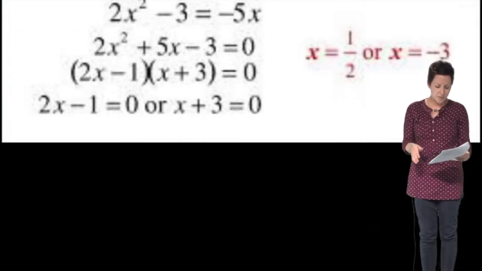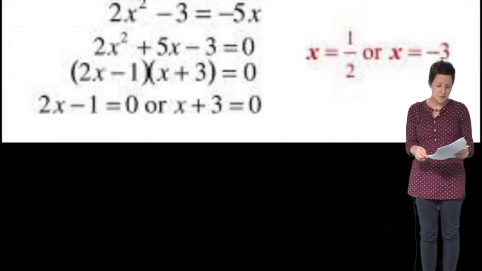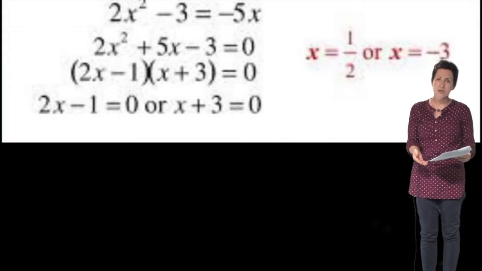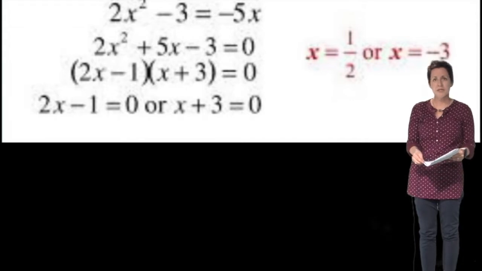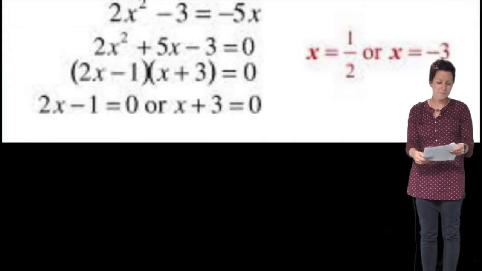So you can't just say what are factors of negative 3 that add up to 5, because we've got that 2 out front. So using guess and check, we got 2x minus 1 and x plus 3, which then allows us to find our other factors, or our other roots in that equation.